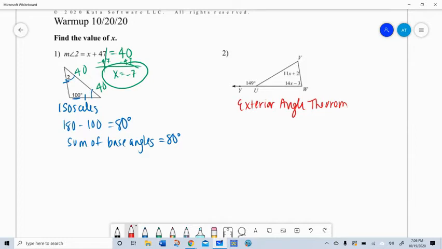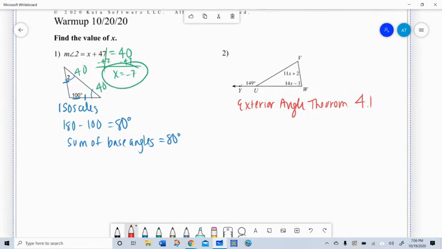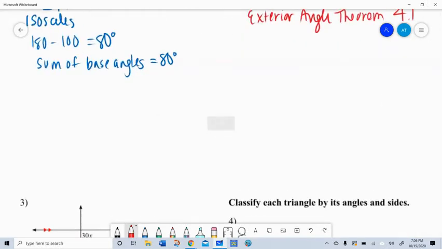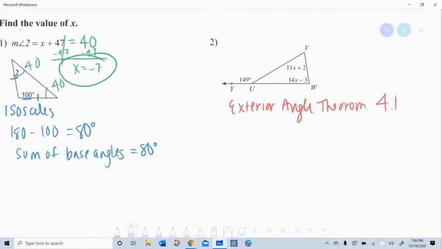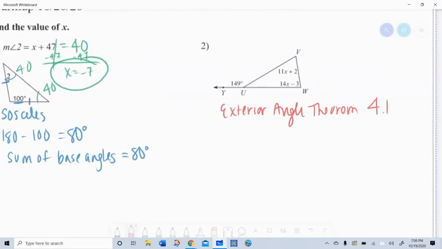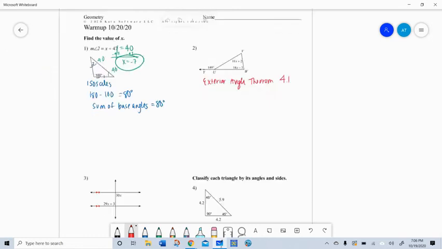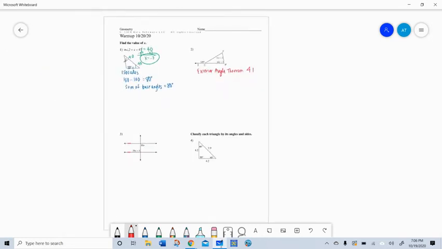So the exterior angle theorem is in section 4.1, and that's the one that tells us that if we have an external angle like this angle, that it will add up to the sum of these 2.